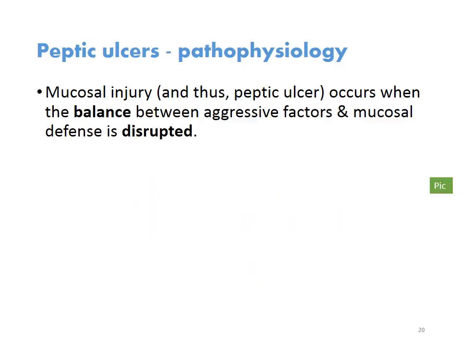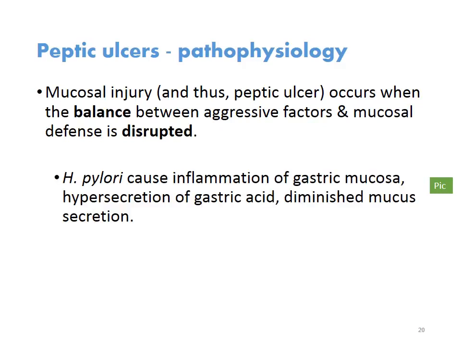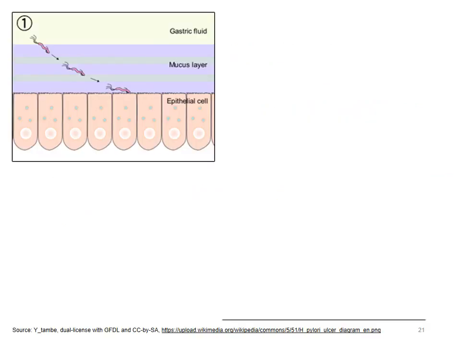However, if the balance between gastric acid and mucosal defense is disrupted, mucosal injury can occur. For example, H. pylori increases the aggressive factors by causing inflammation of the gastric mucosa and hypersecretion of gastric acid. It also decreases mucosal defense by reducing mucus secretion. H. pylori is transmitted through the fecal-oral route, so it enters the stomach through the mouth. It usually infects the stomach or duodenum. You can see in this picture that H. pylori have flagella which help them to move and burrow into the stomach lining.